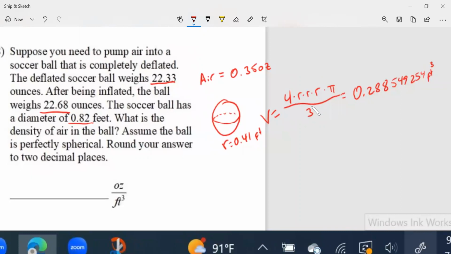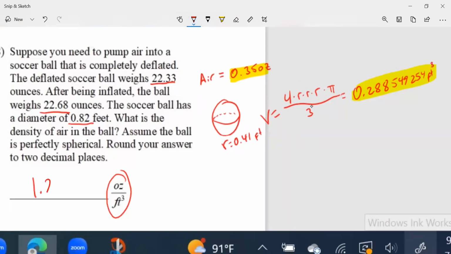Now I'm going to give you guys a hint on how to do this. Look, I have ounces divided by cubic feet. I know something about ounces. I know something about cubic feet. Let me divide those: 0.35 divided by my volume. Round your answer to 2 decimal places. I'm going to get 1.21. Pretty cool.